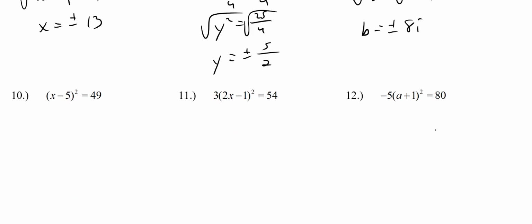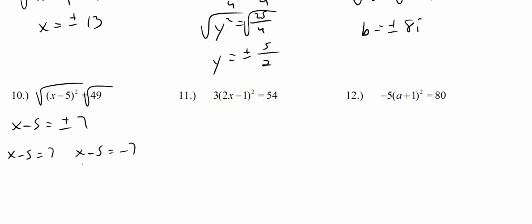Okay. This one, basically, the squared part is already isolated, which is good. So I take the square root of both sides. So I get x minus 5 equals plus or minus 7. And then I set up two problems. So x minus 5 equals 7, and x minus 5 equals negative 7. So I add 5 to both sides, x equals 12. Add 5, x equals negative 2.